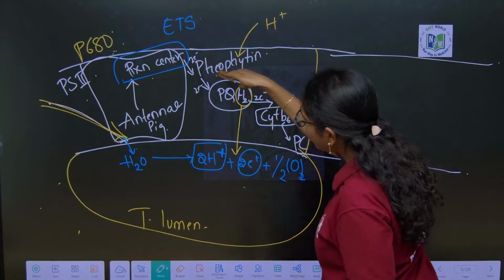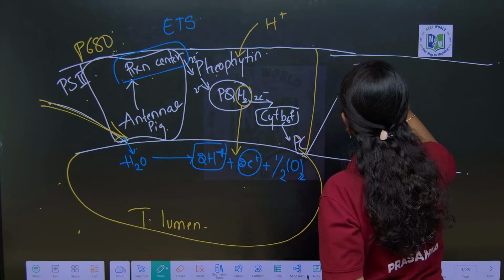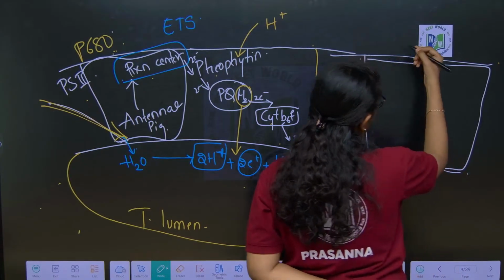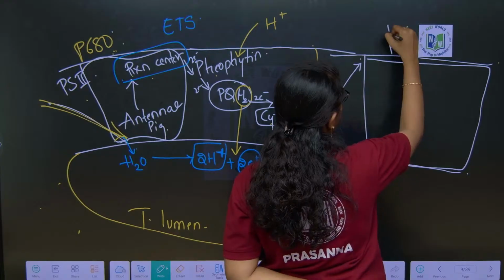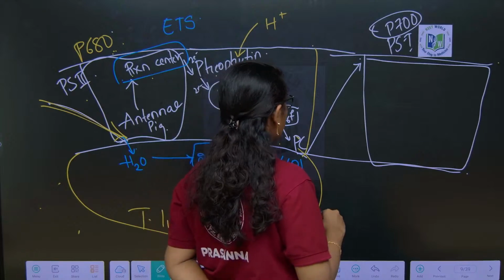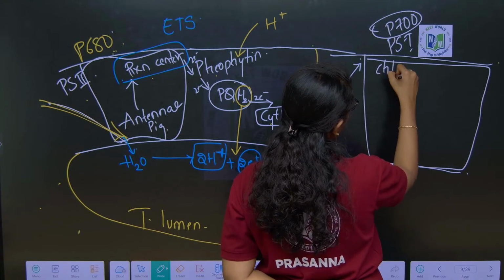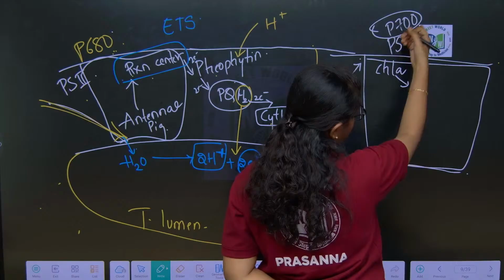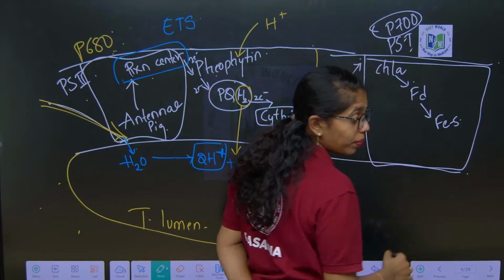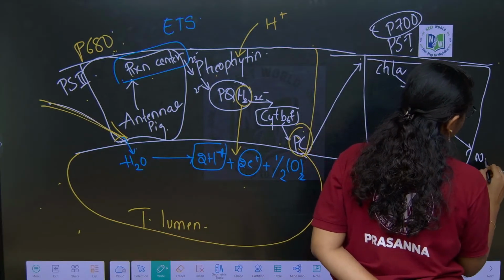So the electron movement will be in the downhill manner. Now again uphill you can see from plastocyanin to photosystem 1, where at photosystem 1 the maximum wavelength is P700 nanometers. From plastocyanin the electrons are delivered to chlorophyll A, which has wavelength of P700, and then to ferredoxin, and then to the iron-sulfur complex. The ultimate or the last electron acceptor is NADP+.